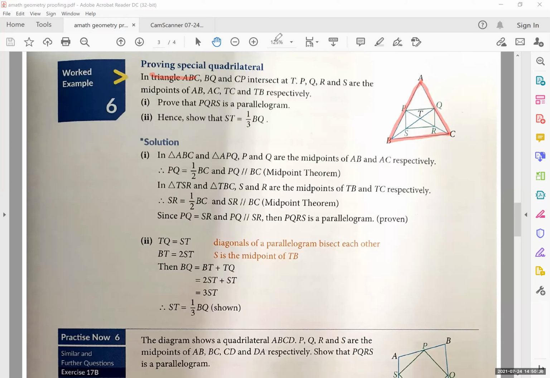Now, they tell me that BQ and CP intersect. BQ and PC intersect at T. Okay, that doesn't mean much, not really many clues that I know. Oh, but then I got juicy stuff.